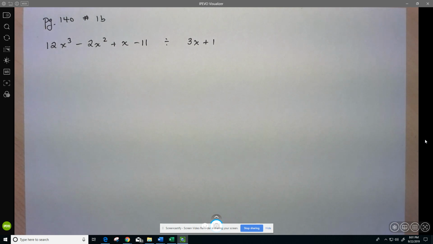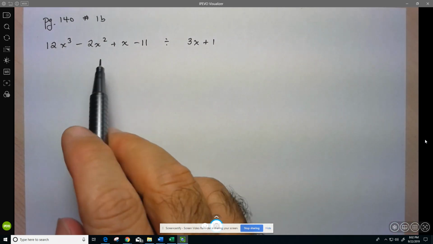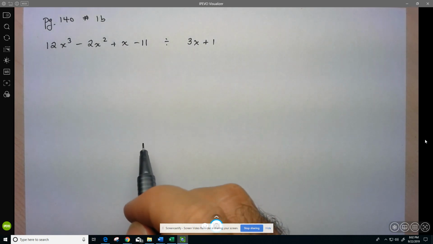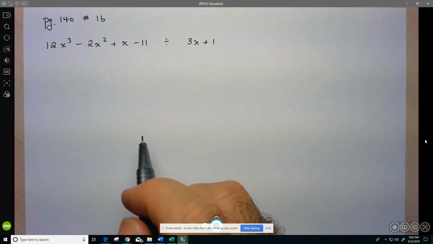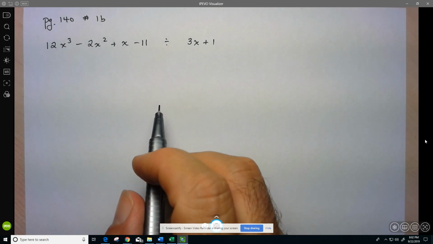Hi folks, we're going to take a look at 1b from page 140. So here they give us this division of a cubic by a linear expression, and the first thing they want us to do is to find the remainder using the remainder theorem.